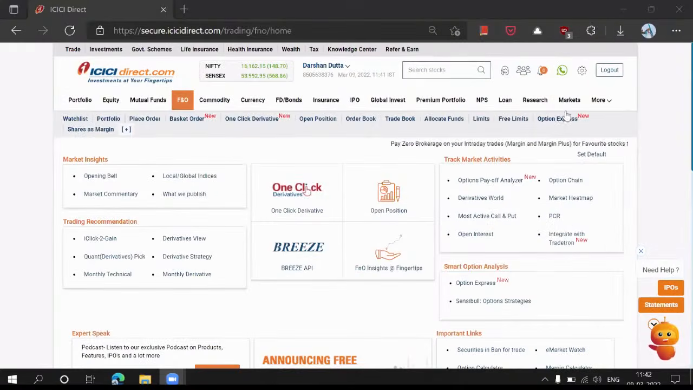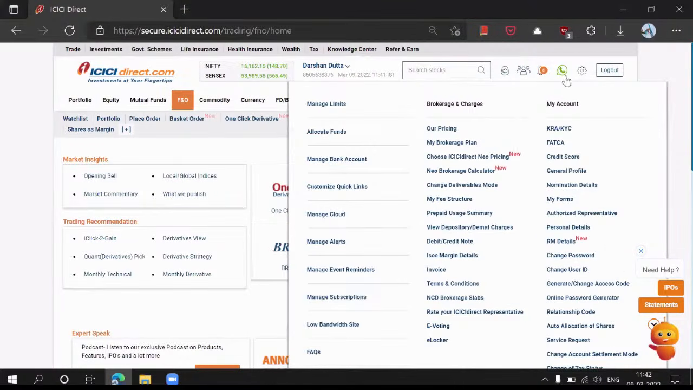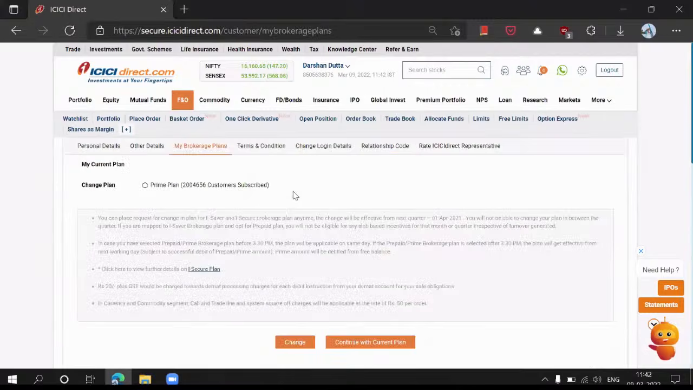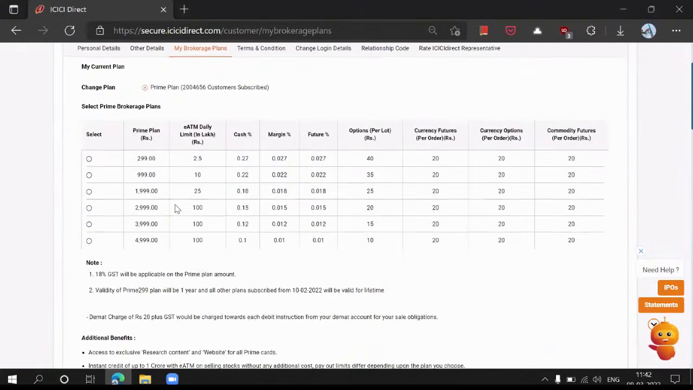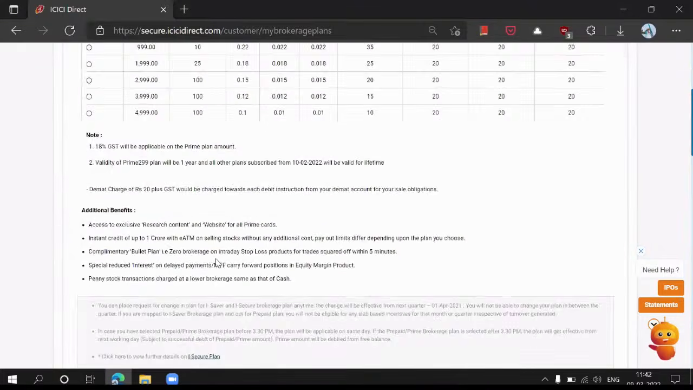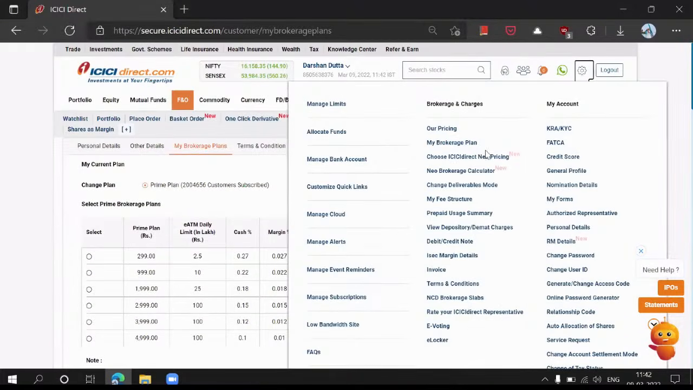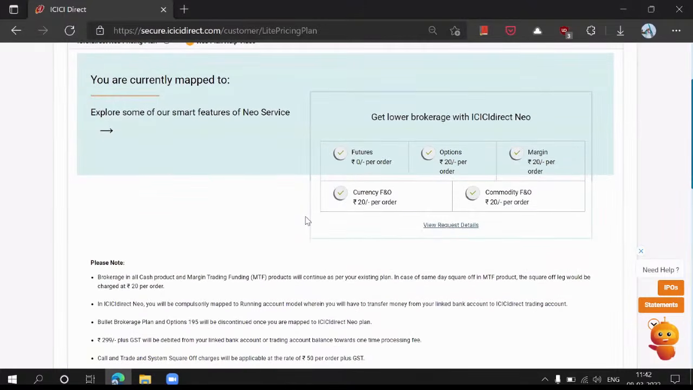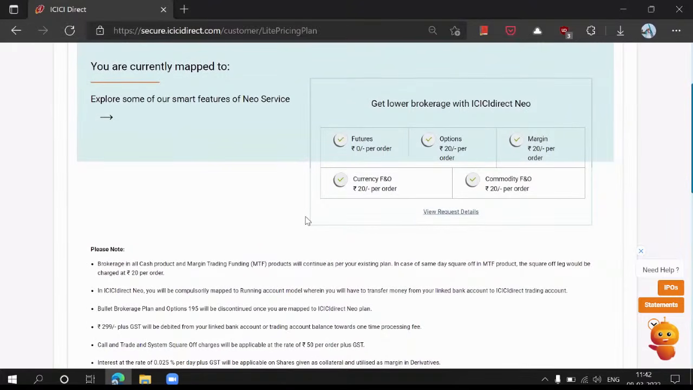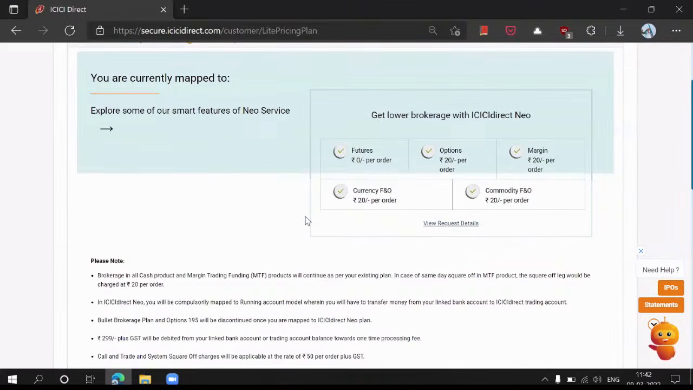So on the brokerage options, there are two options that we have. One, you could simply go to, let's say, my brokerage plan, and then choose neo. So let's say you can just scroll down. So let's start with neo, Darshan. Just click on choose neo. So what you see are the brokerages applicable to your account when you choose neo. You look at the brokerages.